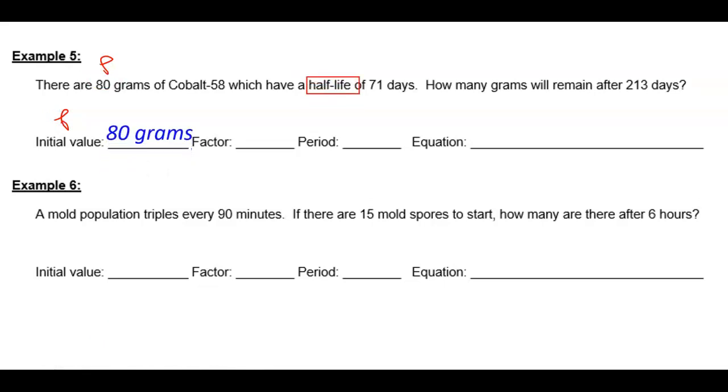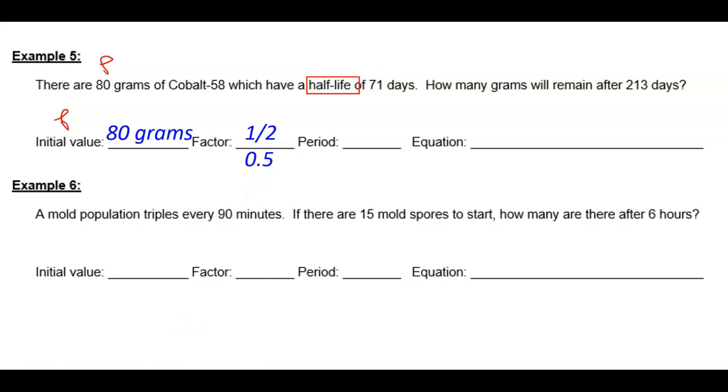Cobalt-58 is just the name of the element or whatever it is. What's the factor? So how much, what's the amount that it's changing each time. What kind of life does it have? Half-life means half rate, half factor, sorry. So is that half the 71? No, just like legit, the factor is a half. How do you write a half as a decimal? 0.5.